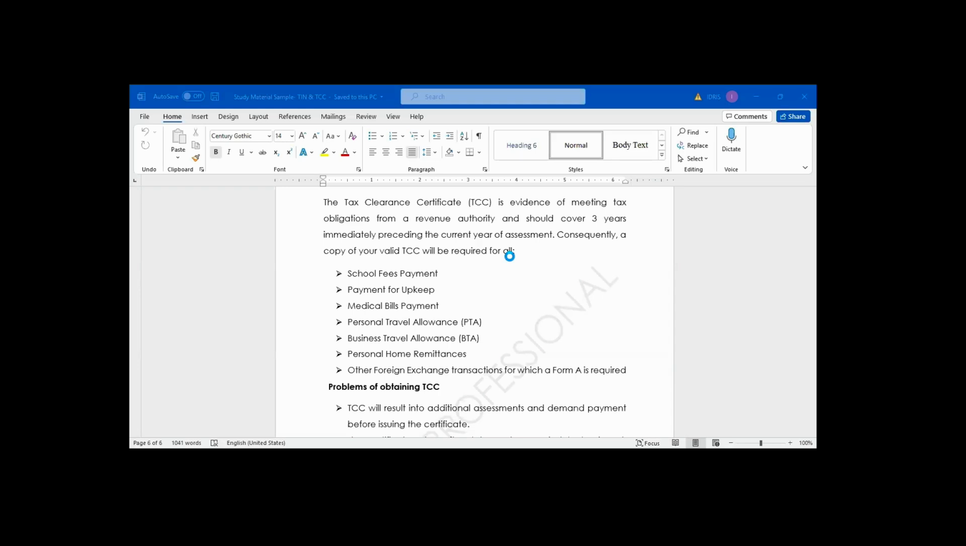What are the causes of multiple taxation in Nigeria? Why do we have multiple taxation in Nigeria? What caused multiple taxation in Nigeria?